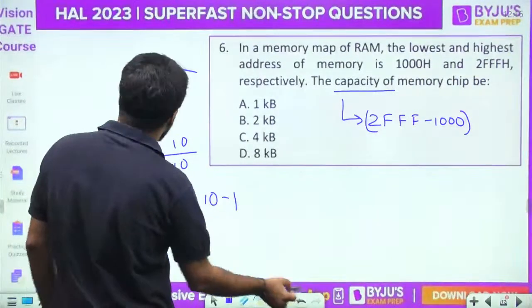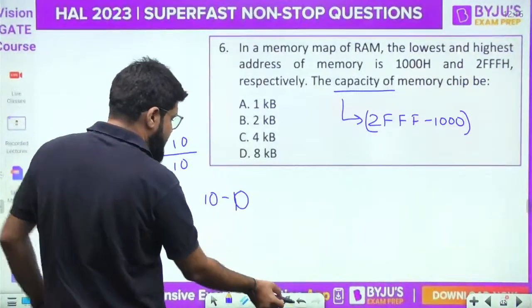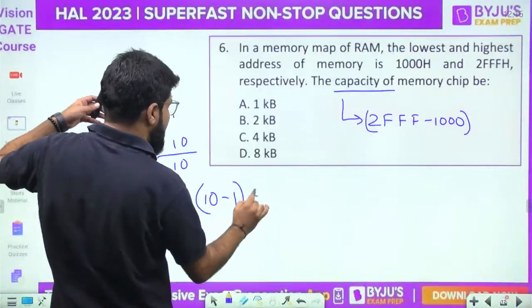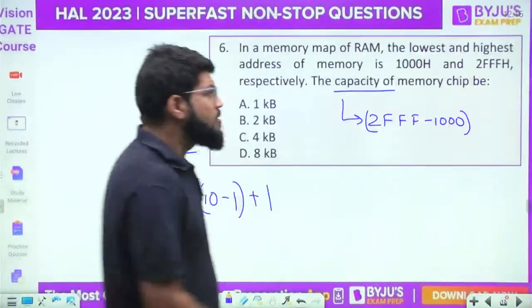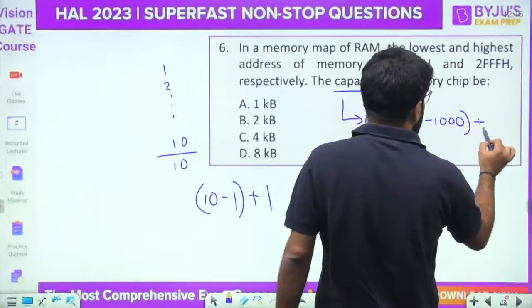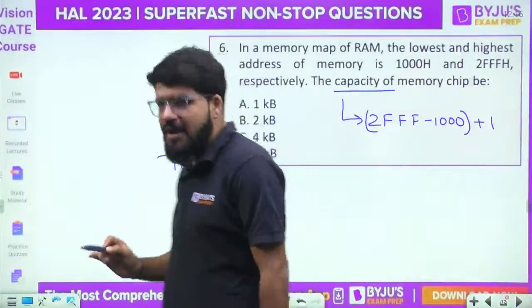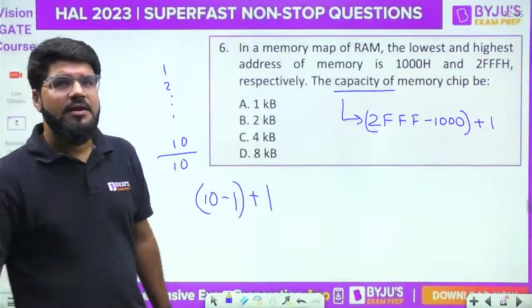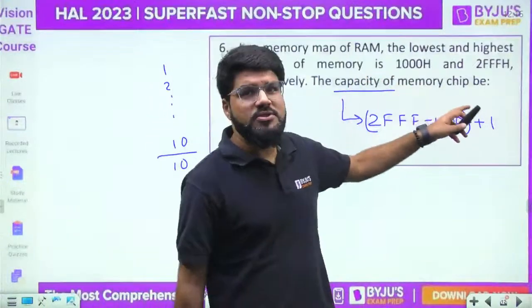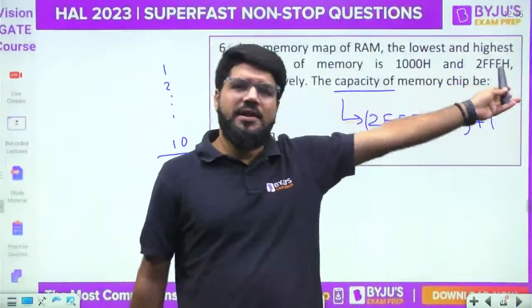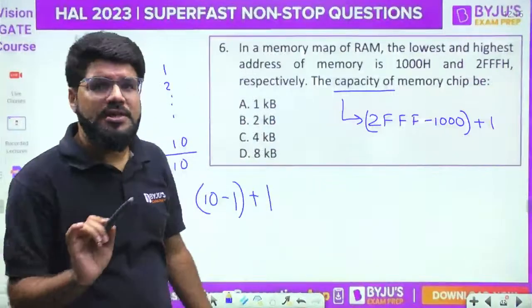Actually there are 10 addresses. So 10 minus 0, or 10 minus the previous, you can say 10 minus 1 plus 1. Similarly, it is 2FFF minus 1000 plus 1. Keep this in mind: plus 1. Because we have to count from 1000, so we have to subtract the number before it. If you are subtracting 1000, add one location extra.